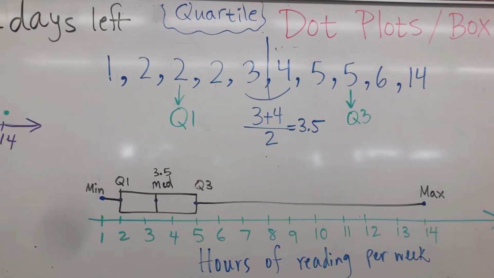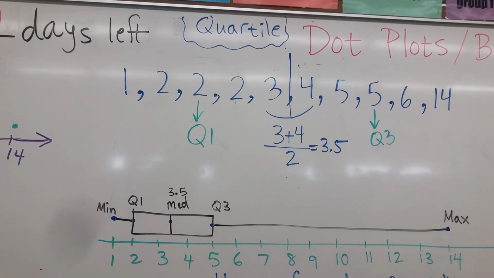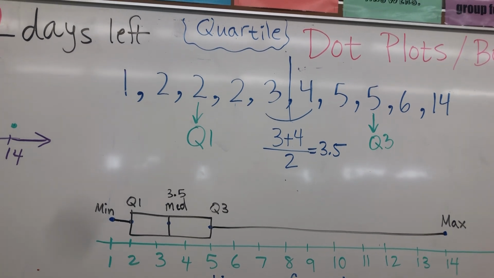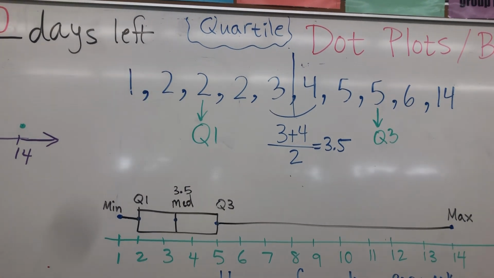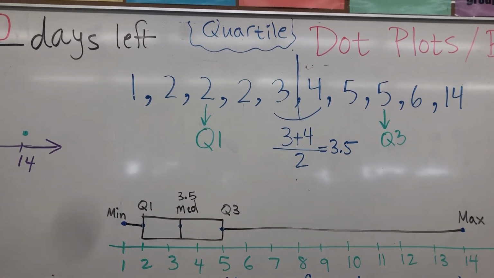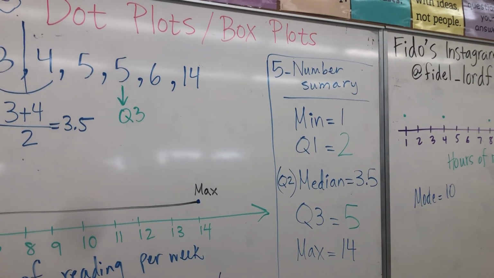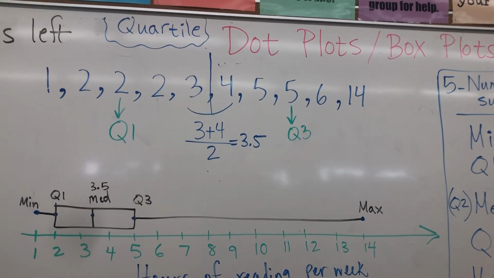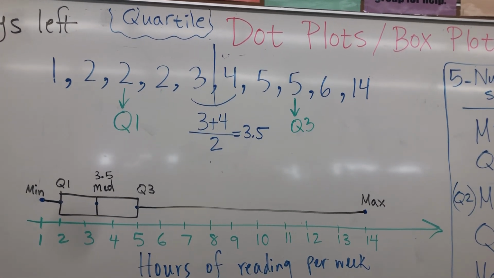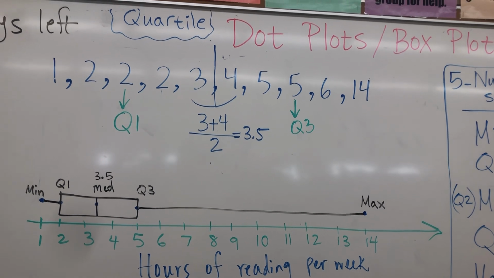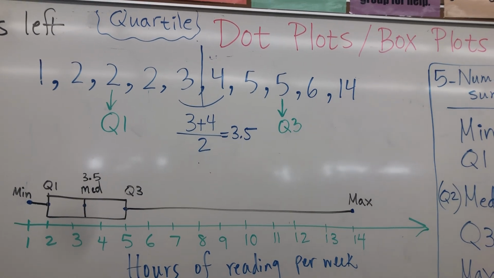Now, I'll do the same thing that I did, but I'll do it only on the left side. So on the left side, I have numbers 1, 2, 2, 2, and 3. I'm going to cross off one from the left and one from the right until I land on that second 2, the number in the middle. So that is going to be my Q1 or quartile 1. Do the same thing with the numbers on the right side. So my right side has 4, 5, 5, 6, and 14. Cross out one from the left with one from the right until we land on that second 5, and that's my Q3.